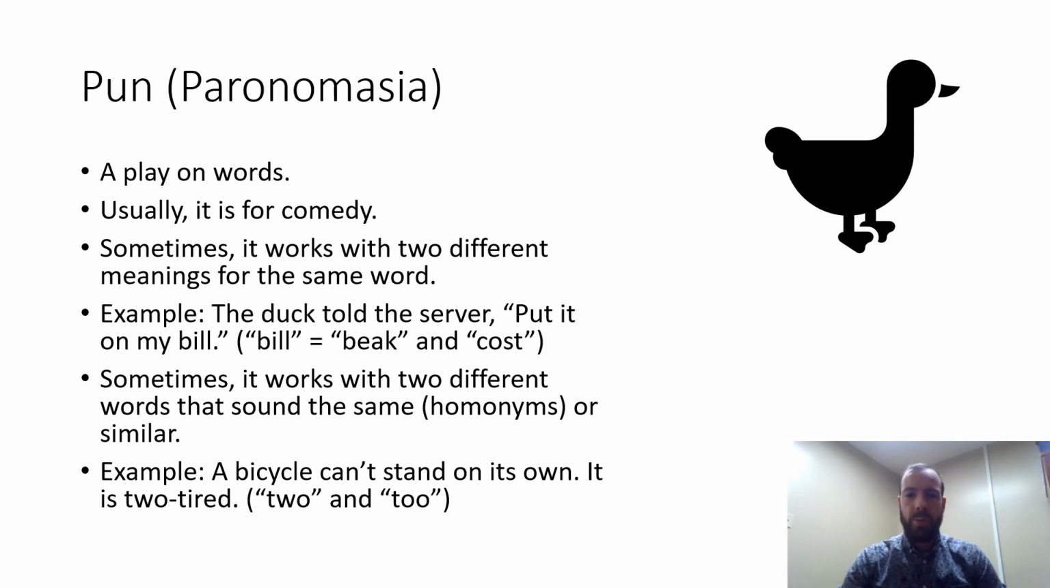Sometimes a pun works with two different words that sound the same. We call those homonyms, or words that sound very similar. So here's a joke: a bicycle cannot stand on its own. It is too tired. That's punning on two different words that sound identical. The word two, the number two, a bicycle has how many tires? 2 tires. And the word too, which means very. A bicycle cannot stand on its own. It is too tired to stand on its own. So that's an example of a pun.